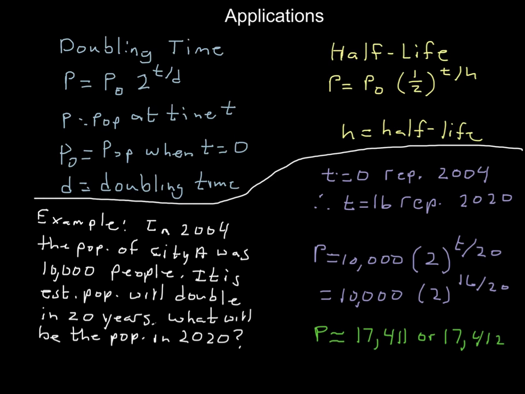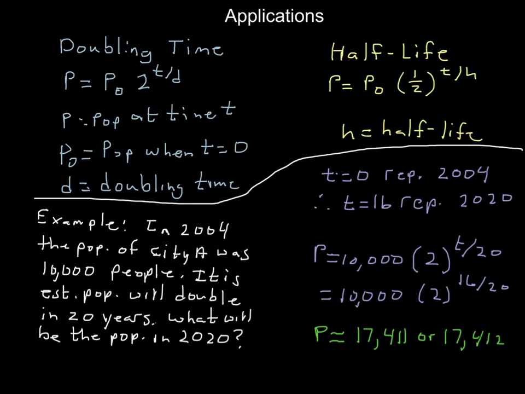So now let's look at an example problem that deals with one of these, and we're actually going to use the doubling time. In 2004, the population of City A was 10,000 people. It is estimated the population will double in 20 years. What will be the population in 2020?